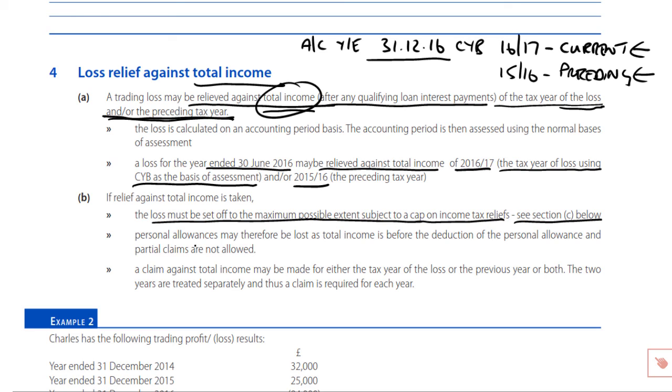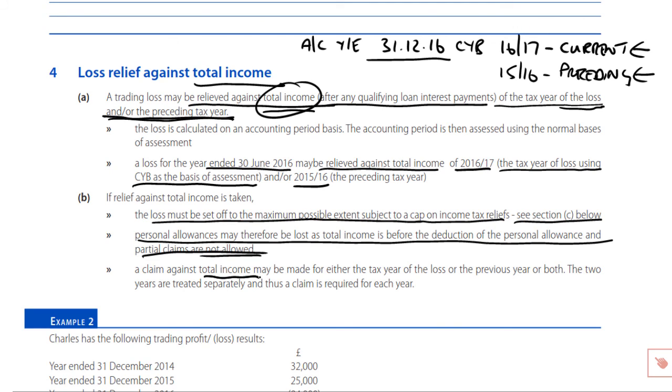I can't do it. If I've got a loss of more than 20 and total income of 20, then the only claim I can make, if I choose to make that claim, is the £20,000. So, no partial claims. Personal allowances, therefore, may be lost. As we know, total income is before the deduction of the personal allowance, and partial claims are not allowed.